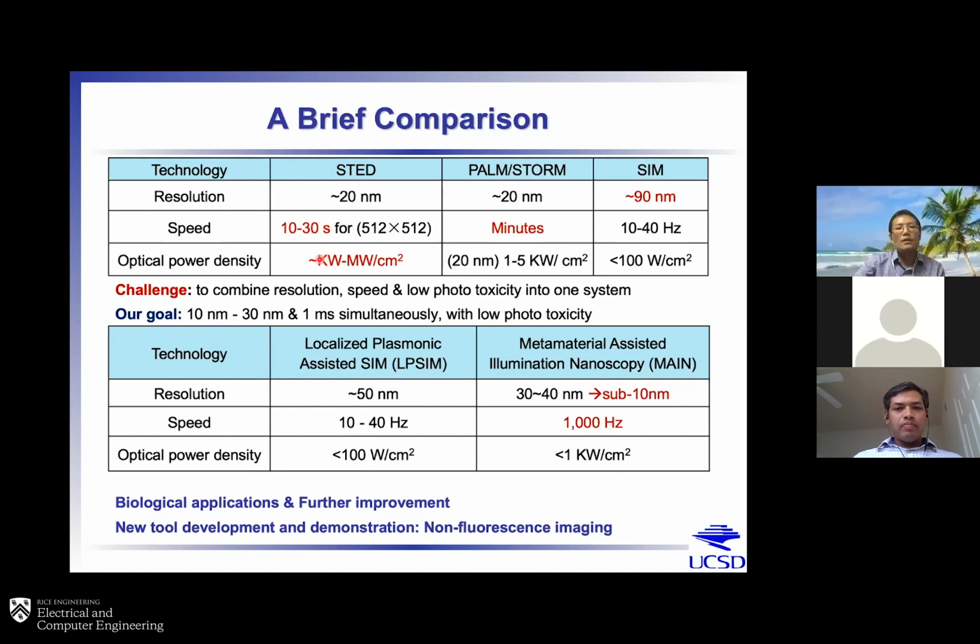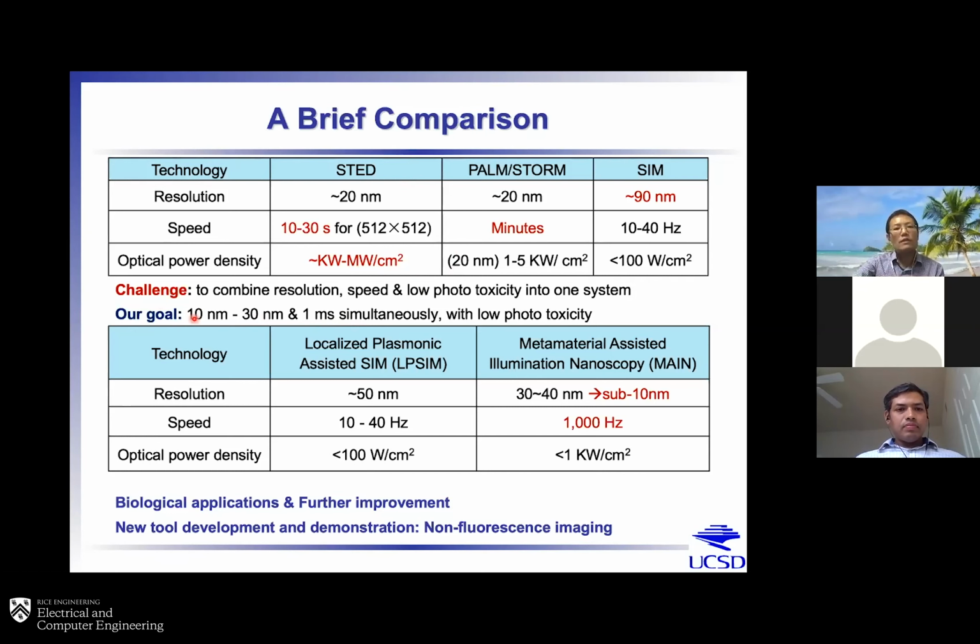And then the optical power density: you want to make sure this power density won't kill your cell, right? So the smaller the power density needed, the better. Of course, I would say all of the technologies keep improving their performance, and these numbers will get better and better. But at this moment, no technology can deal with very high resolution, very high speed, and very low power density at the same time. Okay, that basically is our target.